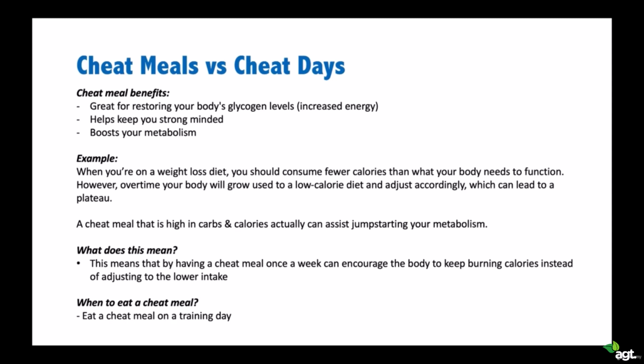If you were giving it 2,000 calories normally, and on the diet you're now only giving it 1,500 calories per day, your body will adjust, and that 1,500 will now be the amount of calories you need to maintain weight. Your body's very clever in adjusting and being able to adapt in certain situations. So by having a cheat meal once a week, it can encourage the body to keep burning those calories instead of just adjusting to the lower intake.